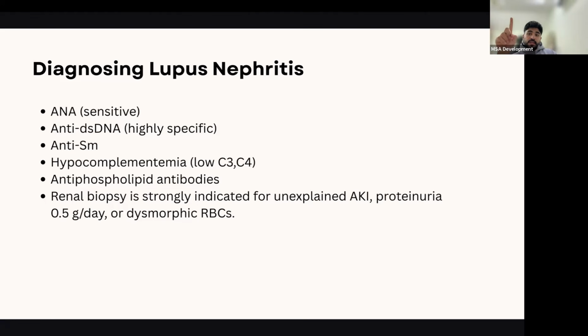For unexplained AKI, if they also have proteinuria, more than 0.5 grams per day, and if they also have any dysmorphic RBCs. Okay, so the takeaway are these, very important. The antibodies, you have to know them.